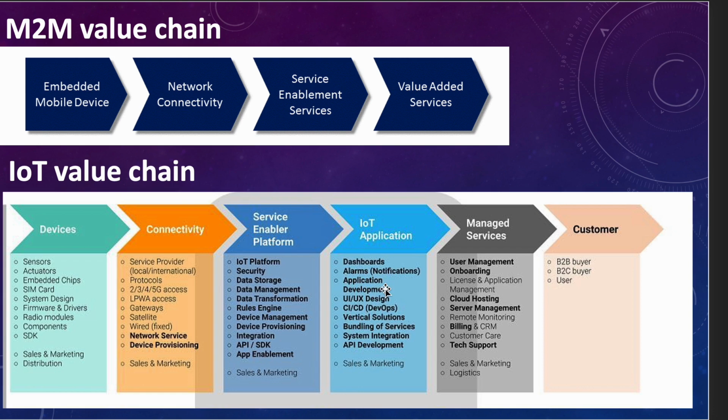Then we have the application layer, which is normally the layer which interacts with the user, including dashboards, notifications, alarms, and so on and so forth. So you have entire software development going on in this application layer. Then we have the management layer, where all these services are being managed, or managing the IoT devices, managing the IoT ecosystem inside the company is being done. The managed services layer would directly connect with the customer. Either it could be business to business, business to customer or user, depending on the situation.